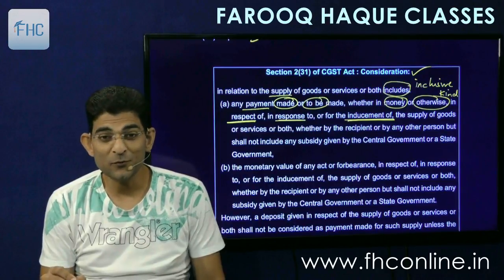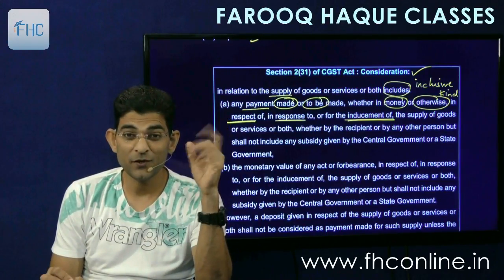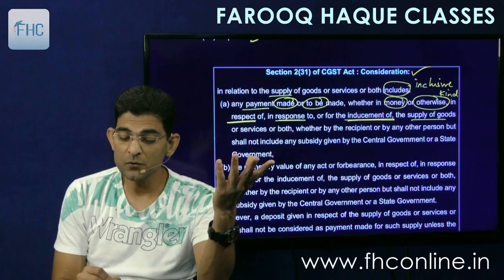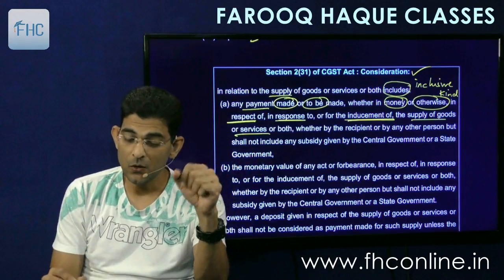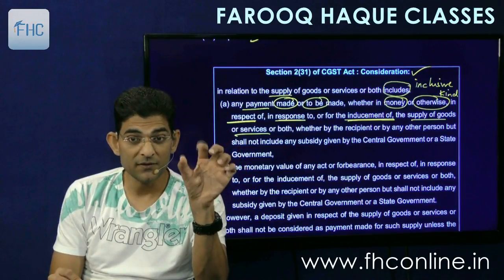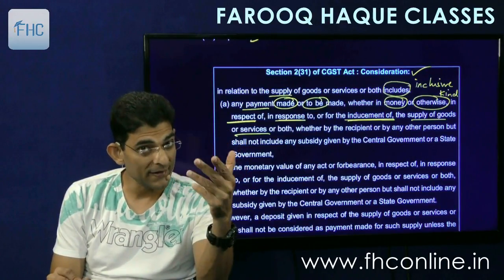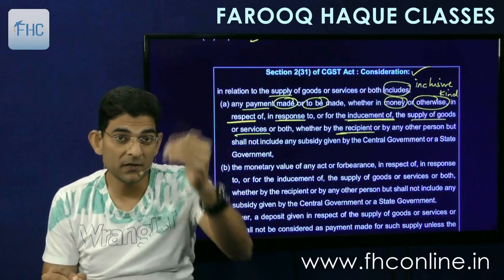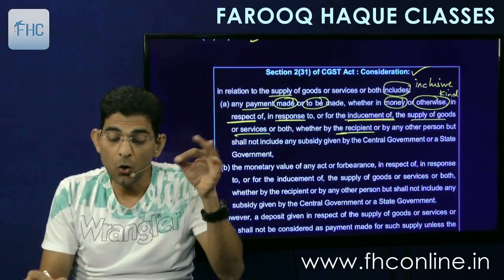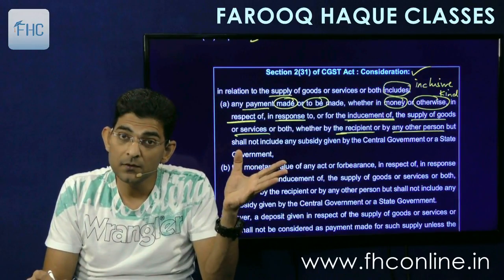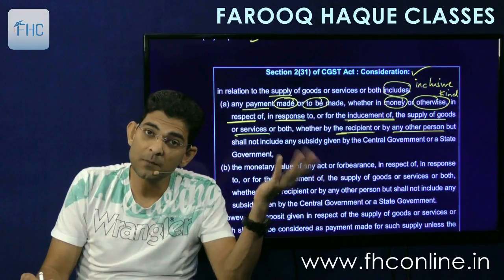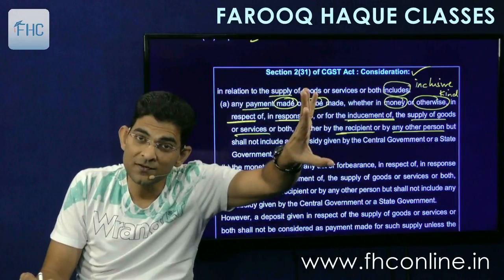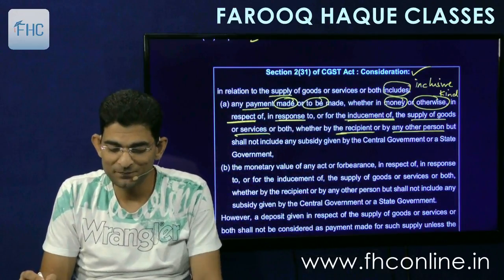Okay, so for inducement of, these three words are important. In respect of, in response to, or for the inducement of. What? The supply of goods or service or both. Whether by the recipient, now another point, who is paying? Recipient. I teach you, you pay the fees to me. Or by any other person. Any other person, can be your dad, your mom, your brother, your sister, your girlfriend, your boyfriend, anyone can pay the fees.